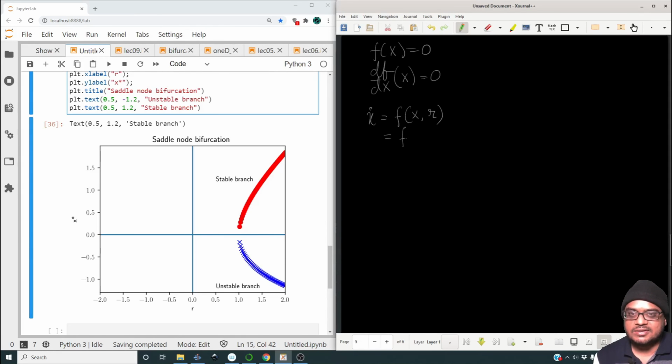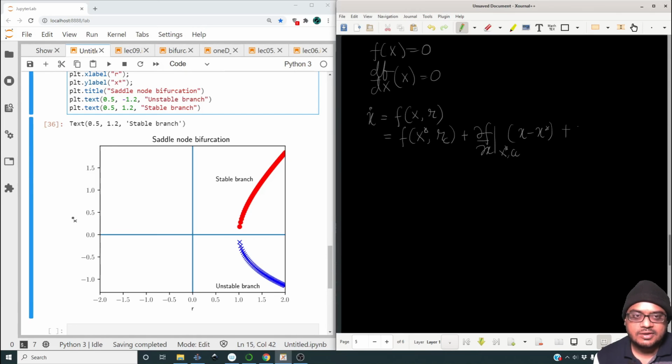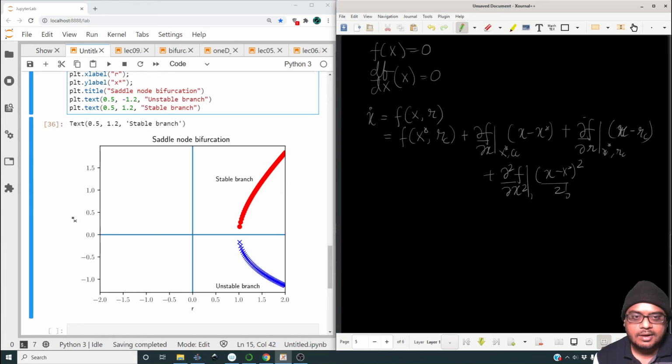So this can be written as f of x star comma rc, plus del f del x at x star comma rc times x minus x star, plus del f del r at x star comma rc times r minus rc, plus del 2f del x2 times x minus x star whole square by 2 factorial at x star comma rc. Now by very definition of being a bifurcation point, f will be 0. Essentially f of x comma r will be 0.